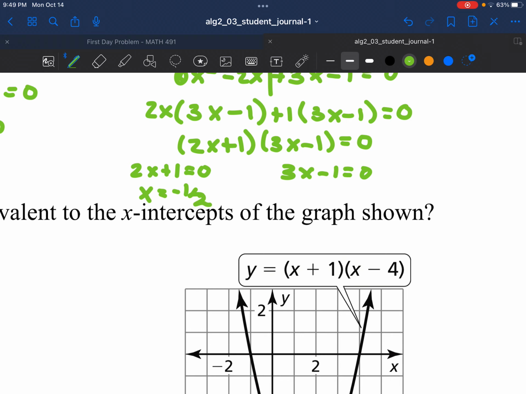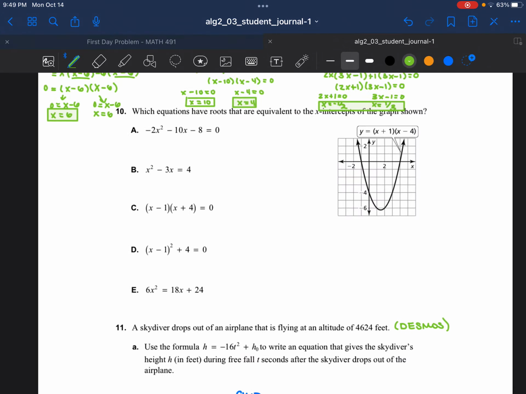So x equals negative 1/2. And then x equals positive 1/3. And those are your two solutions. Okay?